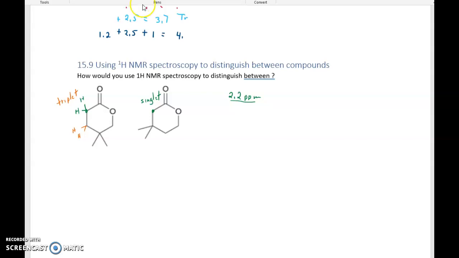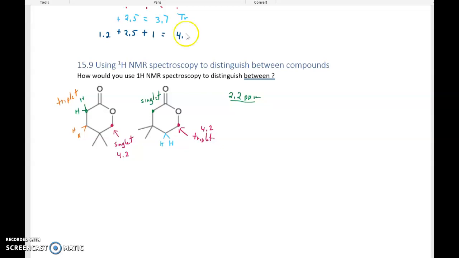We could also look at the protons attached to this carbon. Here we'll get a singlet at 4.2, and here on the right side we'll get a triplet because it'll be split by these protons right here. And this one will also be at 4.2 because the ester group has the same effect on it.